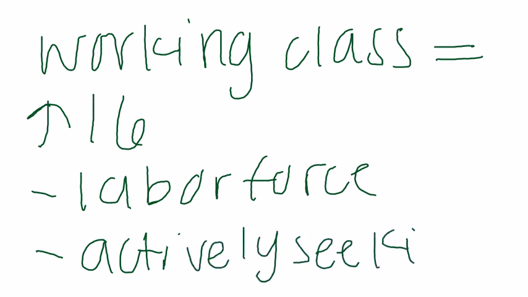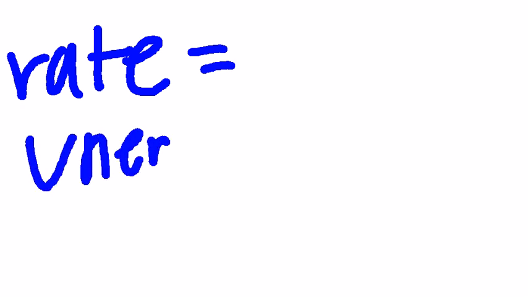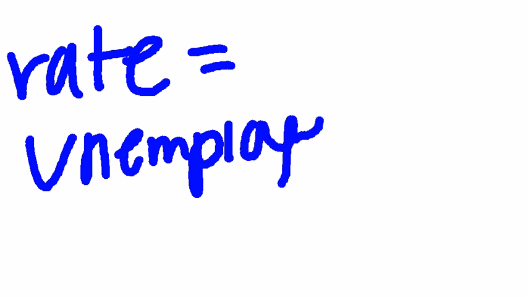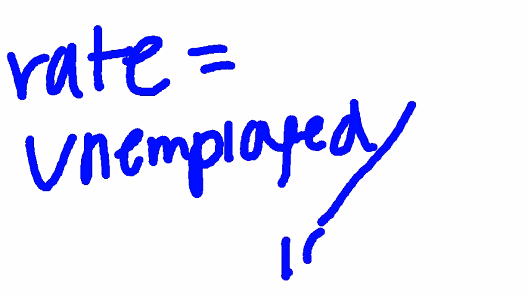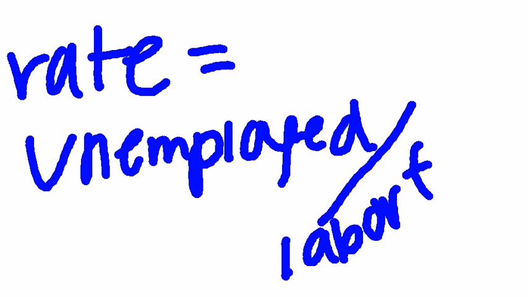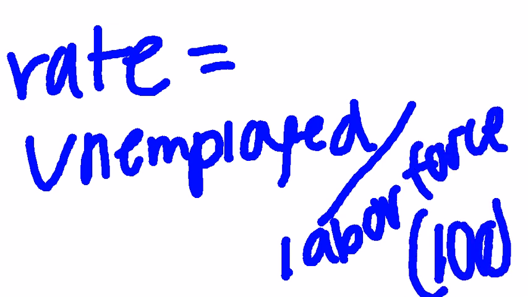To find the unemployment rate, all you have to do is find the number of unemployed per the entire labor force and multiply by 100. This percentage shows how much of the labor force is unemployed. So overall, unemployment just shows the people who are part of the labor force and who do not have jobs.